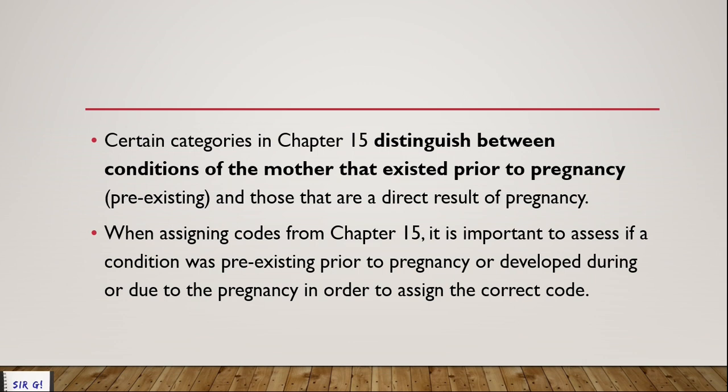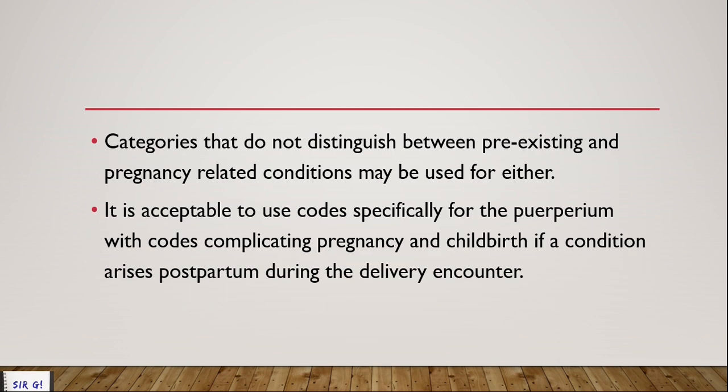It's very important, guys, because the management is really different. If you already have a condition, meaning you already have an existing management as well, rather than a condition induced by the pregnancy, which is a new management that they're going to implement. Okay, so when assigning codes from your chapter 15, it's very important to assess if a condition was pre-existing prior to the pregnancy or developed during the pregnancy in order to assign the correct code. Categories that do not distinguish between pre-existing or pregnancy-related conditions may be used for either.